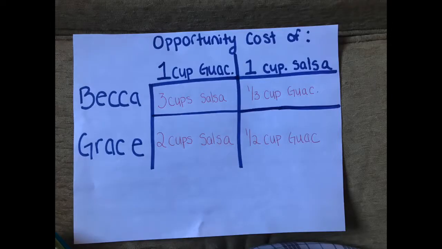Now, let's calculate Becca's opportunity cost for salsa. In order for Becca to produce 1 cup of salsa, it takes her 10 minutes of work. When she spends those 10 minutes producing salsa, she spends 10 fewer minutes producing guacamole. Since Becca needs 30 minutes to produce 1 cup of guacamole, in those 10 minutes of producing salsa, she could produce 1/3 cup of guacamole. Thus, her opportunity cost for salsa is 1/3 cup of guacamole.